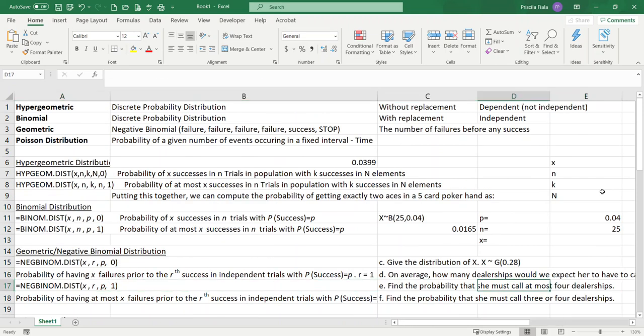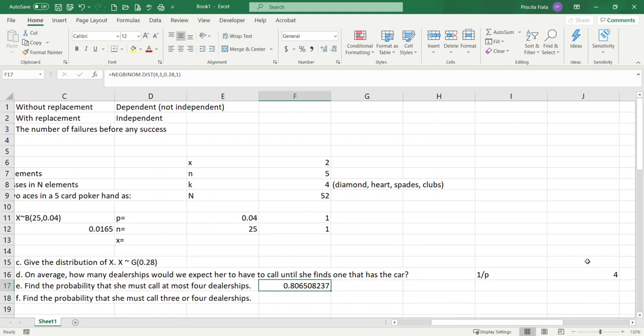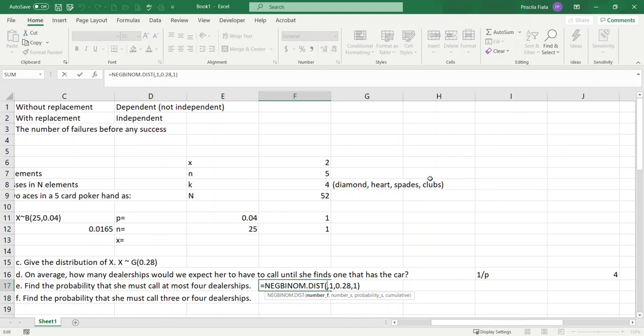And now find the probability that she must call at most 4 dealerships. See, this one is already telling us right here. It says to use this formula if you're looking for the most. Let's put it on here, so you're going to see what the formula is much easier. So the number, you have it over here, is 4 dealerships, right? At most 4. The R is going to be the number of successes, which is always 1. Okay, my p is going to be 0.28, right? And then we're going to do one for cumulative. So we're going to have at most four.